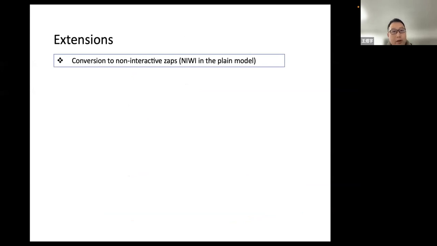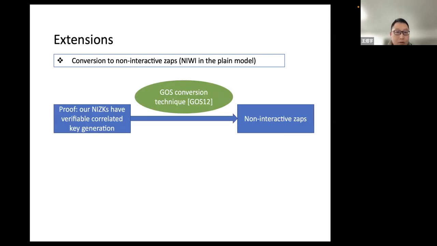So this is how we get the target construction of our NIZK. And we can also extend our NIZK to non-interactive ZAPs, which just means NIWI in the plain model. To achieve this conversion, we just prove that our NIZKs have verifiable correlated key generation, and with this property, we can just use the GOS conversion technique to transform our NIZK to non-interactive ZAPs.